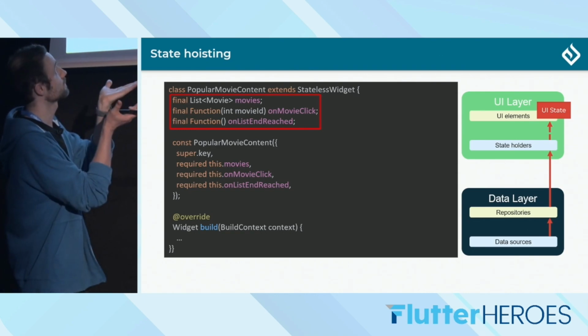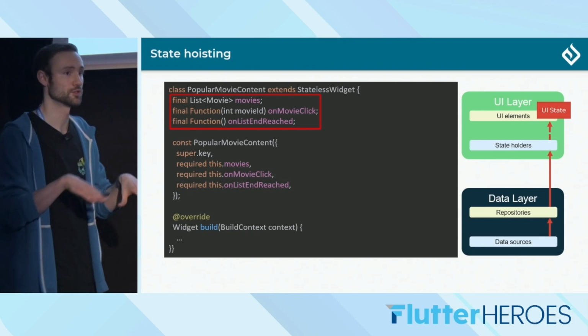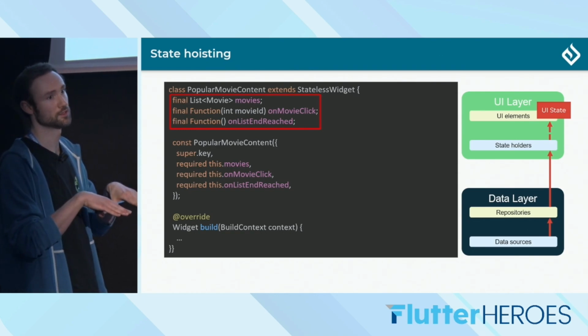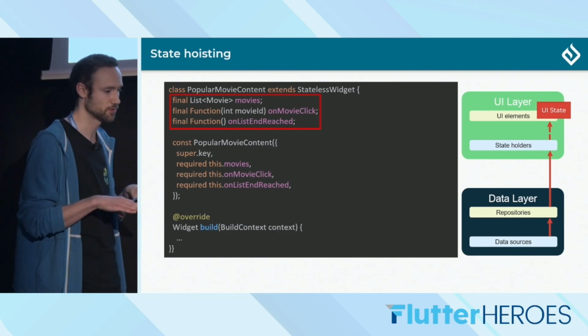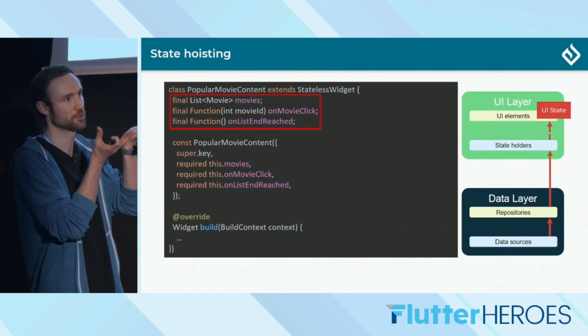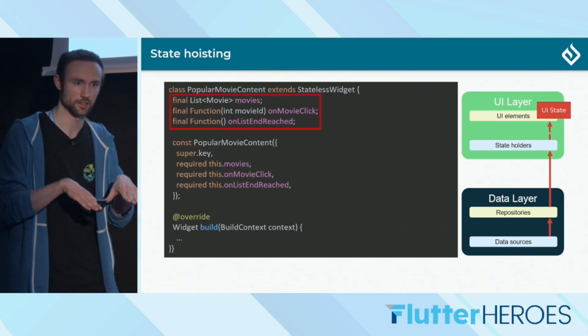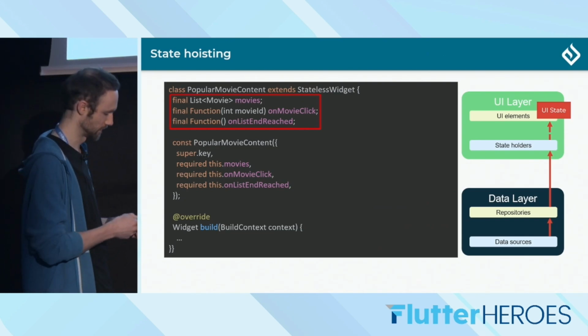So we are moving the state as much up as possible and only providing the children with the data they need and the lambda callbacks. And this procedure is actually called state hoisting, like moving the state as much up as possible, only providing data and the lambdas to the children.